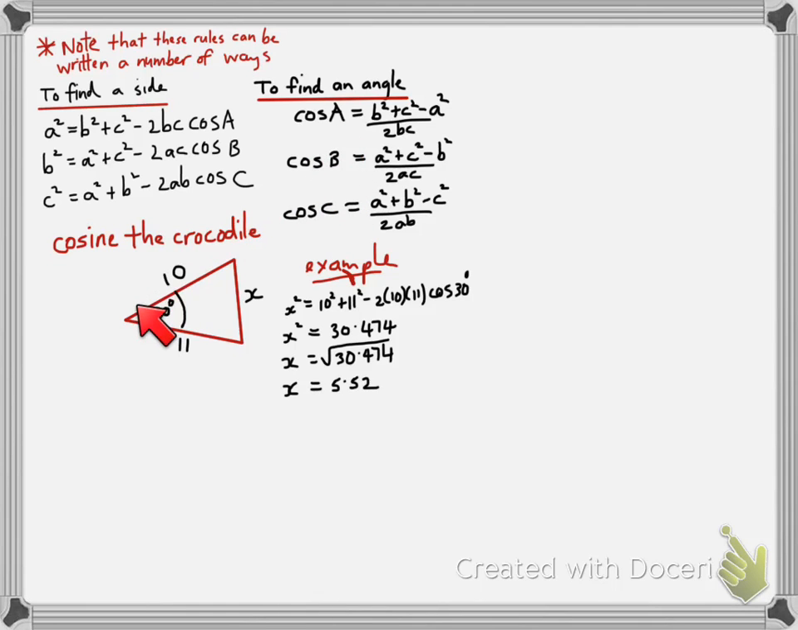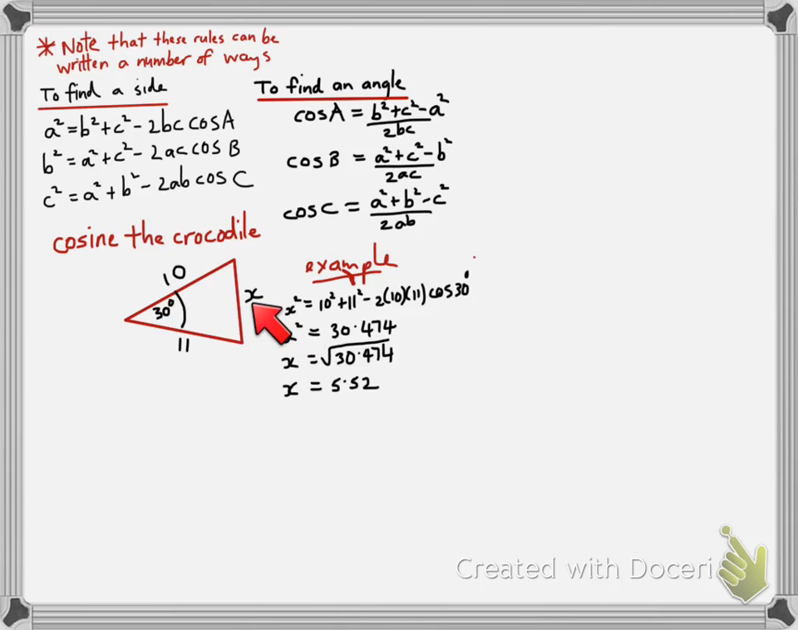Let's just have a look at this example here. This was from the cosine the crocodile example we had before. Just to go over that again, we wanted to find this side x, and we had a pair of jaws here which form the jaws of the crocodile, and we had the angle in between. So that meant we could use the cosine rule.